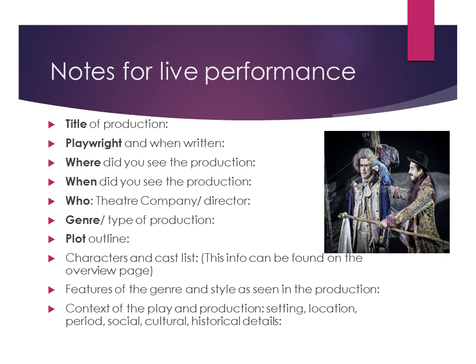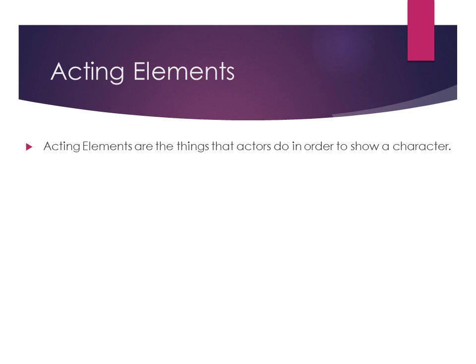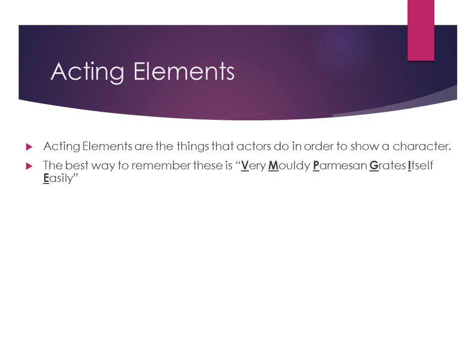So once you've got all of your notes and you've seen the performance, we can then start to look at different elements, and today's lesson is going to focus on the acting elements, the elements of acting that you will have seen in the production. Now, the best way to think of acting elements is they are the things that actors do in order to show a character clearly to the audience. So what are those things, and how do we learn them, and how do we remember them?